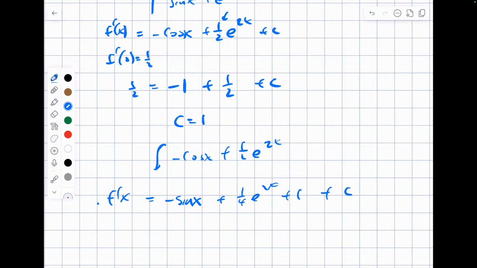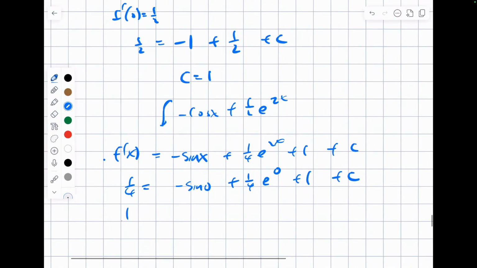This is equal to f of x. f of x in this case is going to be, they say 0 and 1/4. So negative sine of 0 plus 1/4 e to the 0 plus 1 plus c. So this is 1/4 equal to 1/4 plus 1 plus c. c is equal to what? -1.